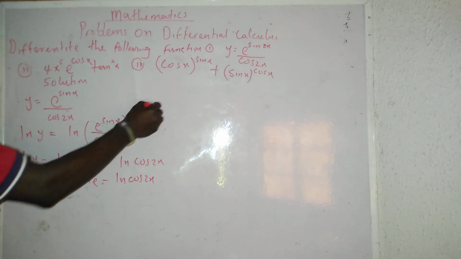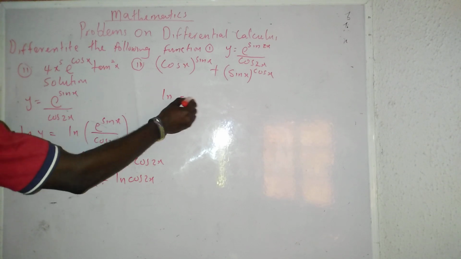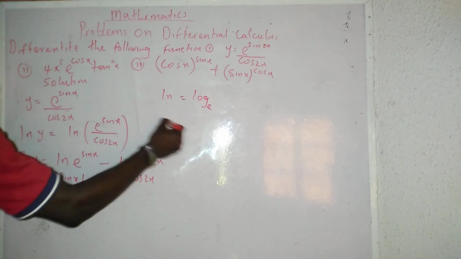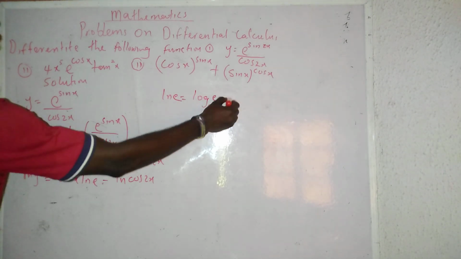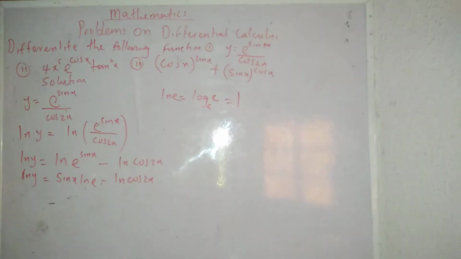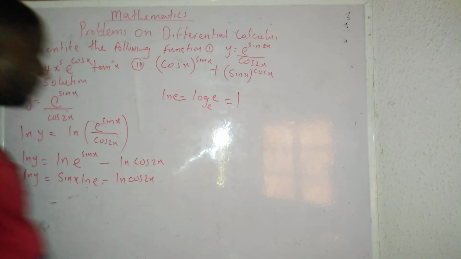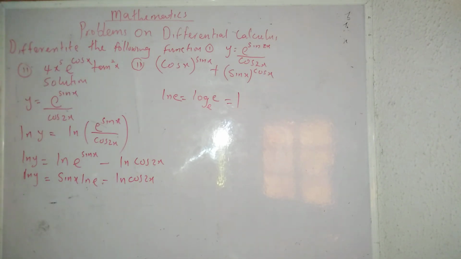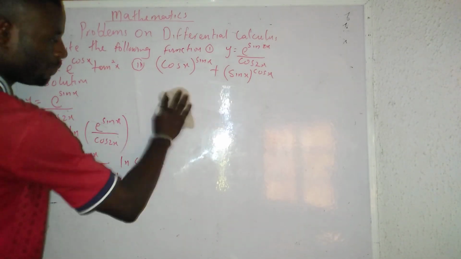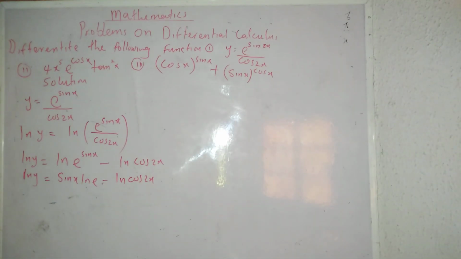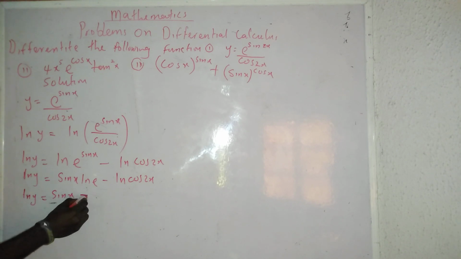Now, ln e is the same thing as log e in base e, which is equal to 1. If the base and the number are the same, it is equal to 1. Example, log 10 in base 10 is equal to 1. You can try a calculator or any device. Now, I can say that ln y equals sine x minus ln cos 2x.